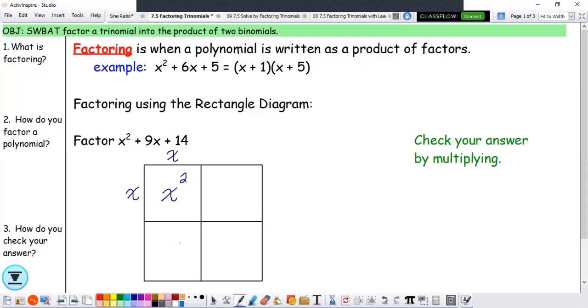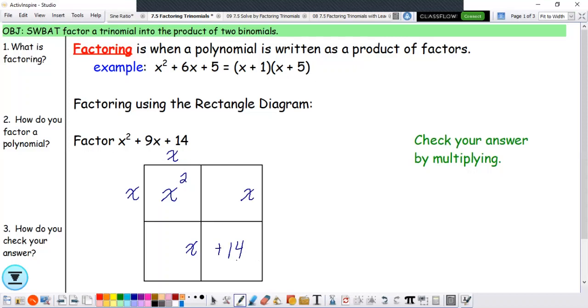And we'd have 2 other boxes that had some sort of x term in them, because I'm going to have x times something, and x times something, so these are going to have x terms in them. And then I had a box that had a constant. In this case, the constant is going to be plus 14. Something that you can always count on: the x squared term can be placed in the top left corner, and the constant can be placed in the bottom right corner.